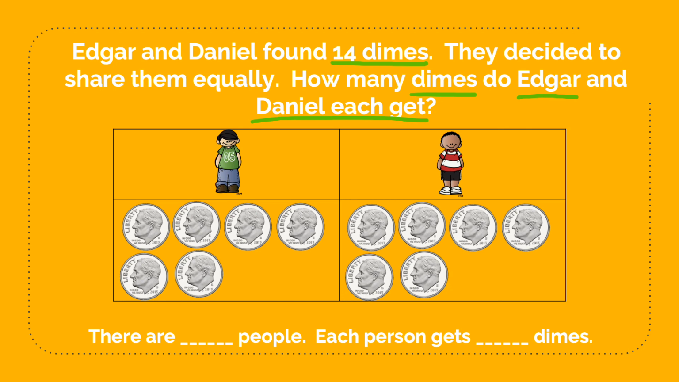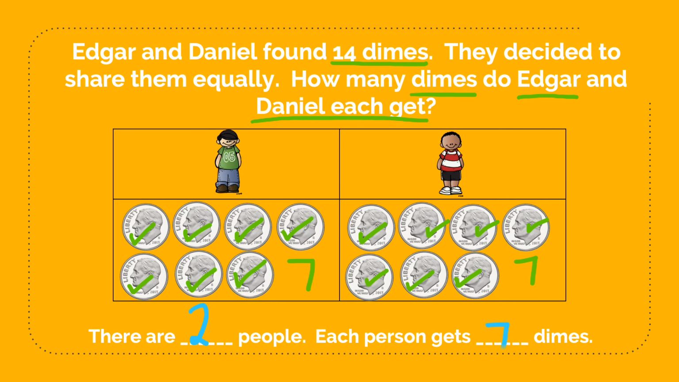I will give them another dime. That's 12. I still have dimes left over. I haven't used up all my 14 dimes, so I will give them 1 more each. That makes 14. Now that each person has received their dimes, and all the dimes have been separated equally, I am going to count how many each person received. 1, 2, 3, 4, 5, 6, 7. So I can see that each person received 7 dimes. So the answer to this question is that there are 2 people and each person gets 7 dimes.